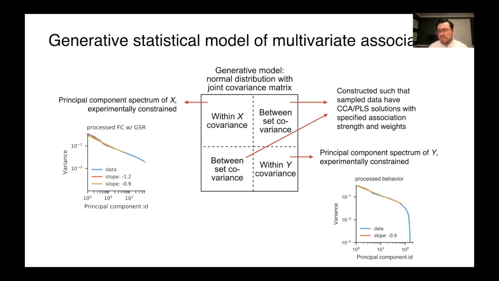And therefore, with our synthetic model, now we can generate synthetic data and see to what degree we're able to capture the ground truth properties that we specified. So now I'm going to let Marcus Helmer explain what we found when we applied CCA and PLS to our generative model.